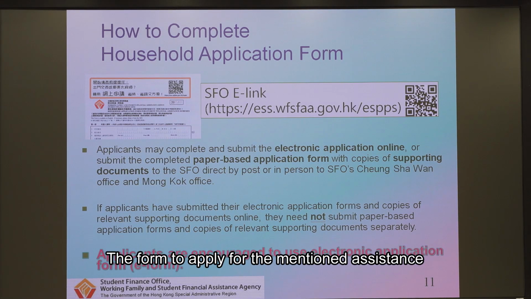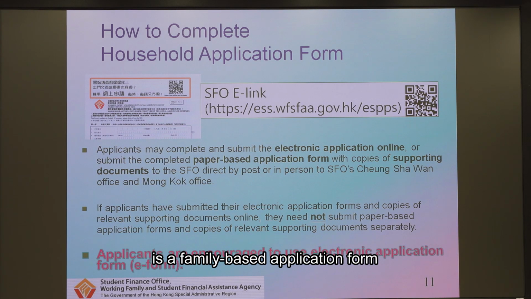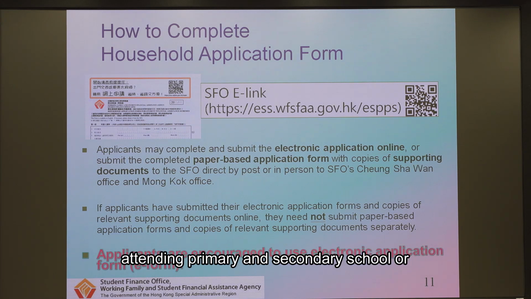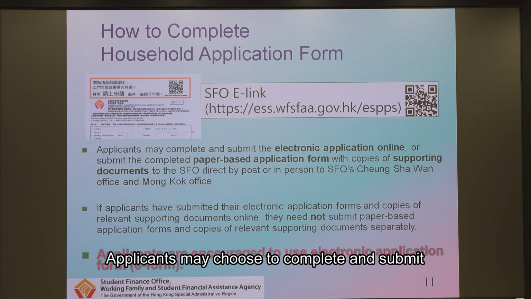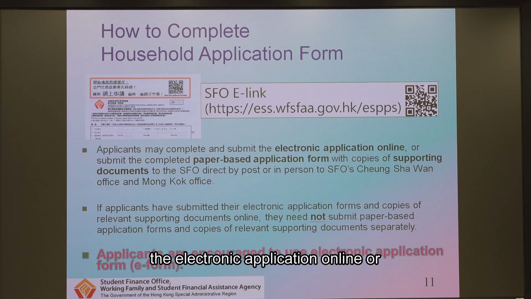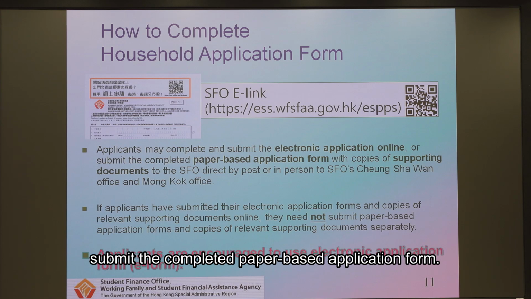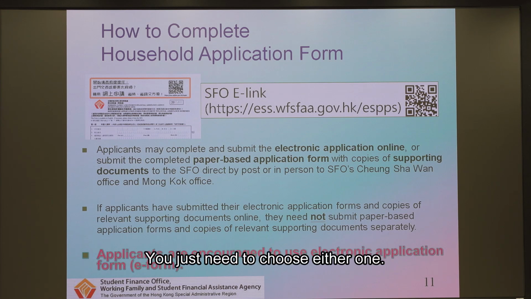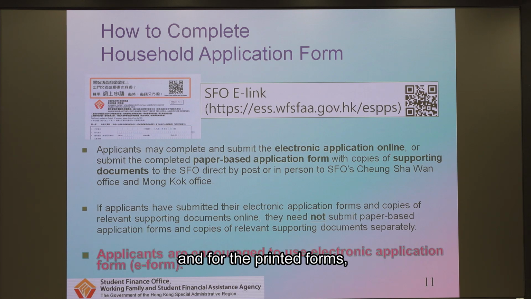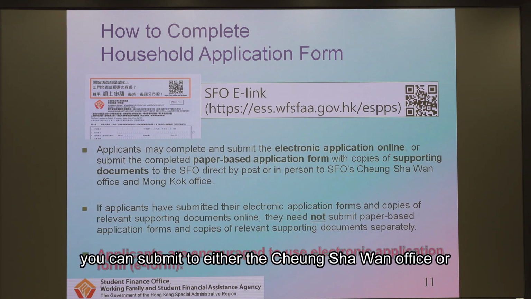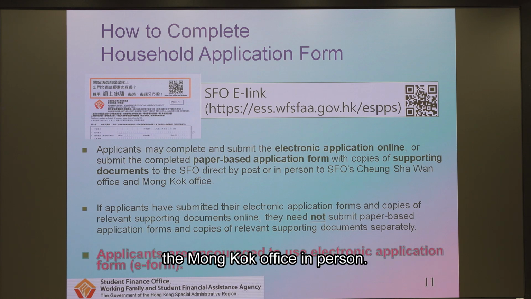The form to apply for the mentioned assistance is a family-based application form which facilitates families with children attending primary and secondary school or kindergarten to apply for student financial assistance in one go. Applicants may choose to complete and submit the electronic application online or submit the completed paper-based application form. You just need to choose either one. You don't need to submit duplicate applications. And for the printed forms, you can submit to either the Cheung 1 office or the Mong Kok office in person.